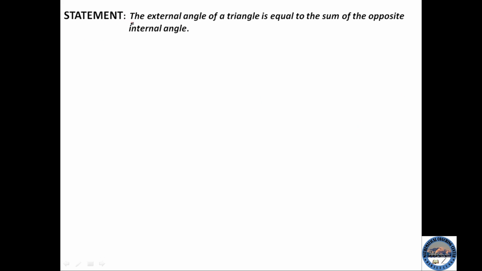So let's see the statement of the theorem. The statement says that the external angle of a triangle is equal to the sum of the opposite internal angles. Okay, so there are two angles here, the external and the internal. So let's see what those two angles really mean.